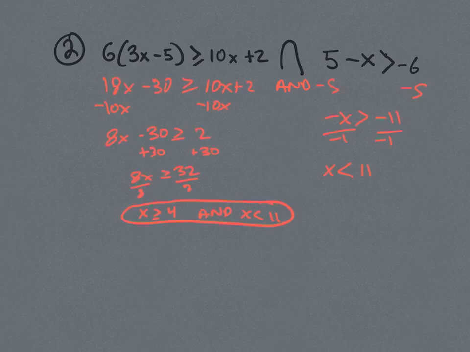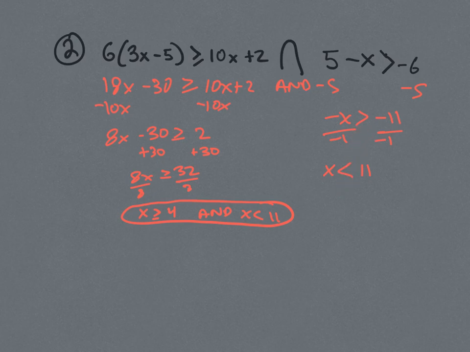After you go through the solving of it, you get x is greater than or equal to 4, and x is less than 11. Double check when you solve the one on the right that you didn't lose your negative x, and when you divided by -1, you had to switch the sign.